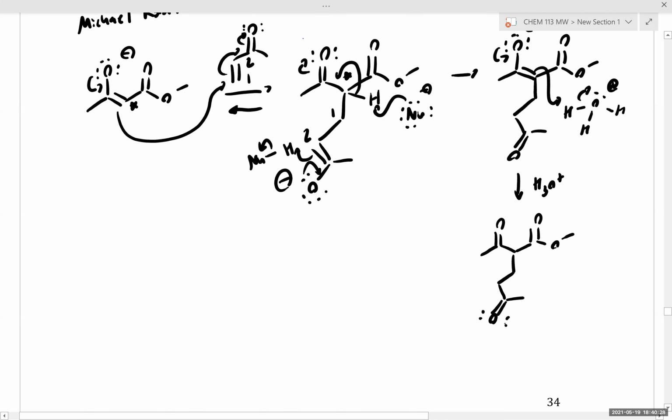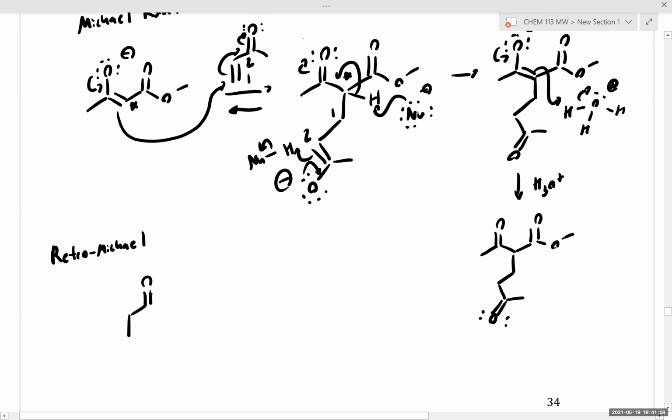Does this mechanism for the Michael addition reaction make sense to everyone so far? Does this general mechanism make sense to everyone? Let's cover briefly the retro-Michael reaction, or 1,4 elimination.